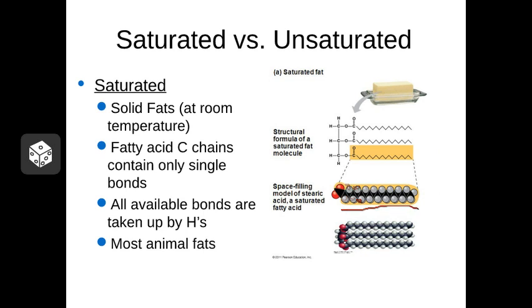Now, the presence of those single bonds gives the tails a nice straight shape. So what that means is that if you put a couple of these guys together with their nice straight tails, they pack together really closely, and that's what makes them a solid at room temperature. So saturated fatty acids have only single bonds and many, many hydrogens.